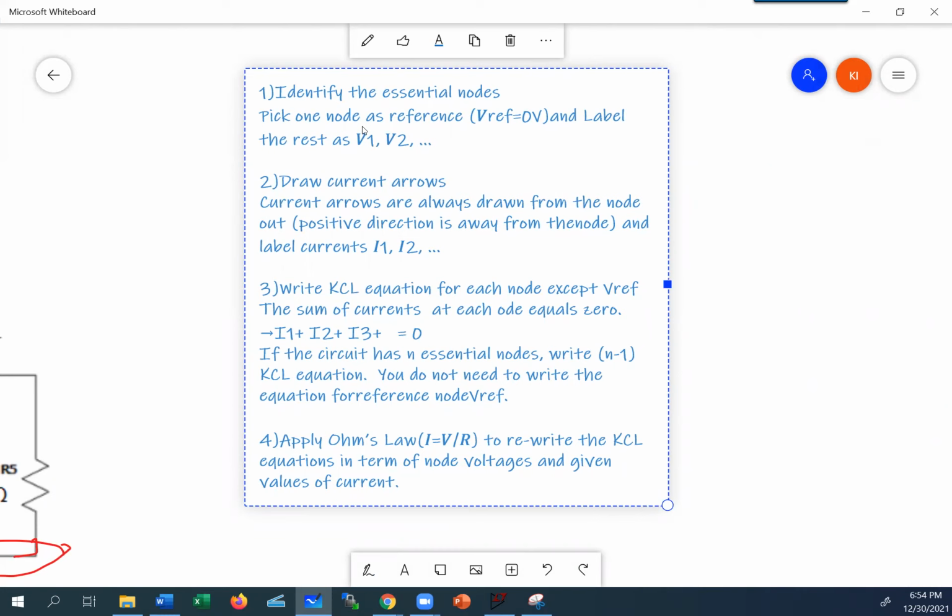So in most cases, once you get comfortable, steps 2, 3, and 4, you may combine them all together and do it in one pass, as I did on the second problem. But if you're not comfortable, I would encourage you to do it step by step as it's outlined here until you become comfortable.